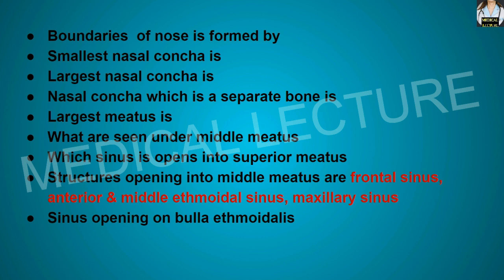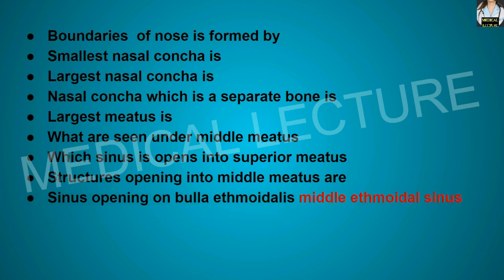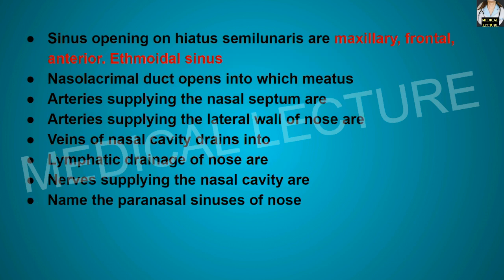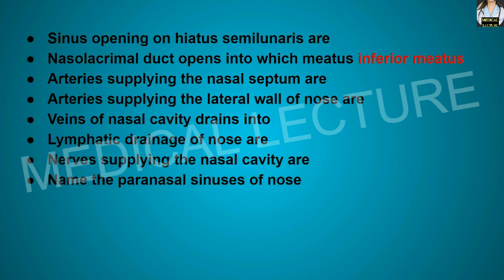Now which sinus opens on the bulla ethmoidalis? Middle ethmoidal sinus. Now which sinus opens on the hiatus semilunaris? Maxillary, frontal, and the anterior ethmoidal sinus basically open on the hiatus semilunaris. Nasolacrimal duct opens into which meatus? The inferior meatus. Now which artery supplies the nasal septum?